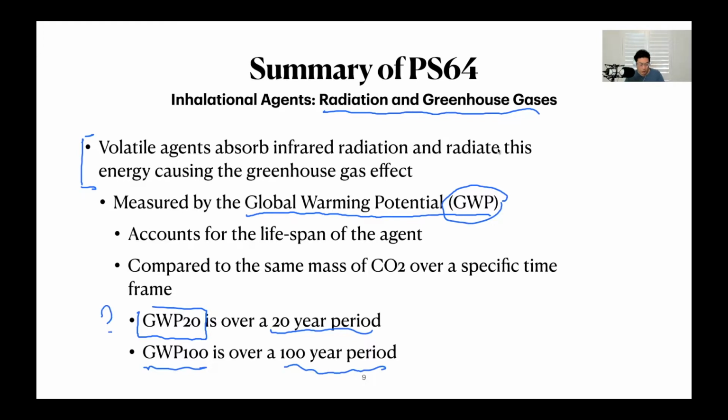Now the question is, which one do you use? Do you use GWP 20 or GWP 100? So when I wrote an article on this that got published, I used global warming potential 100. And that would have been my go-to one. But PS64 has used this. So I think that the global warming potential over a 20-year period is the one that we want to use, just to be consistent with what is published by ANZCA.